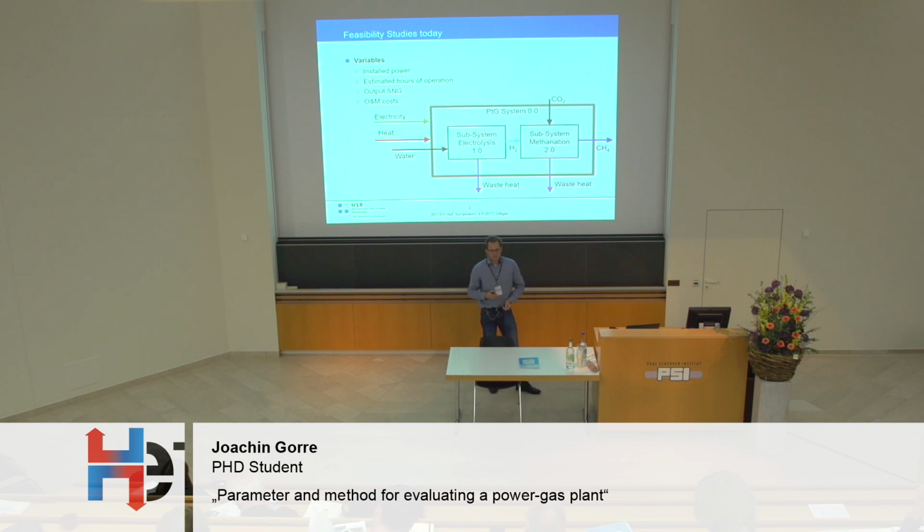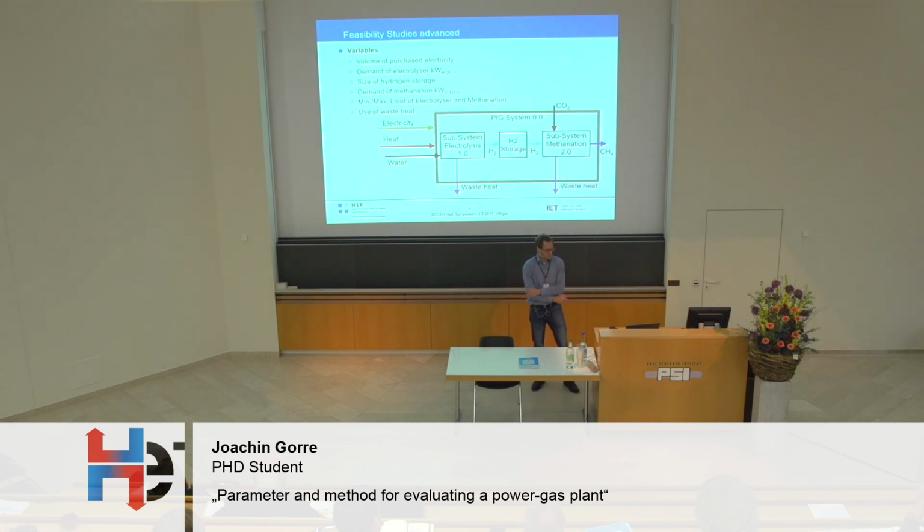At the moment, for example, the companies which sell power-to-gas plants make feasibility studies with only a few variables. This is the installed power, the estimated operation hours, the output of SNG, and the operation and maintenance cost, for example. So the output is the methane, the input is electricity and heat, and they calculate a few hours of operation. The advanced feasibility studies have a few more variables.